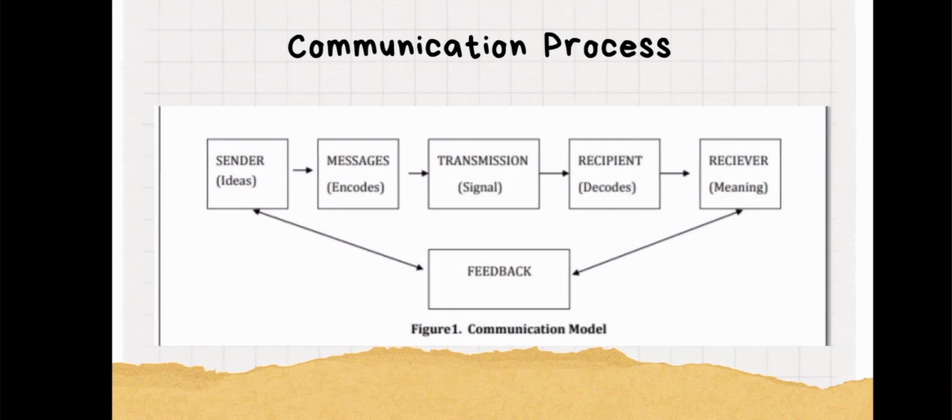So, we have a communication process. First is the sender, message, transmission, recipient, and receiver. A sender first develops an idea, which is composed into a message and then transmitted to the other party, who interprets the message and receives its meaning. Developing a message is known as encoding. Interpreting a message is referred to as decoding.